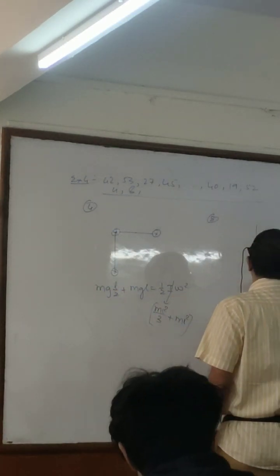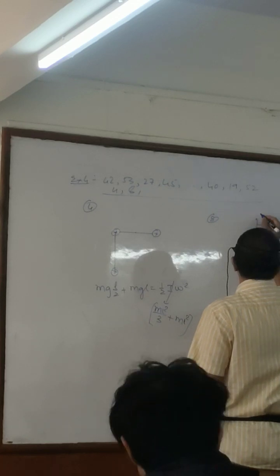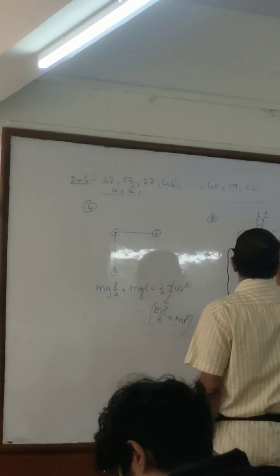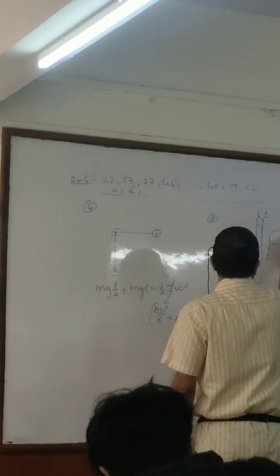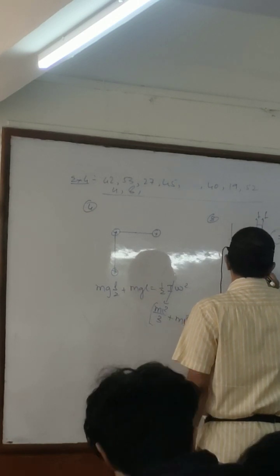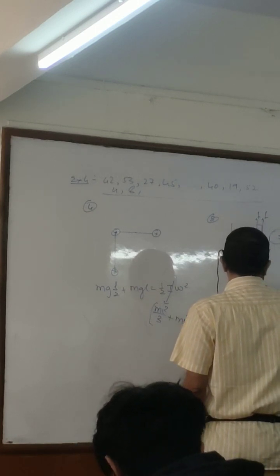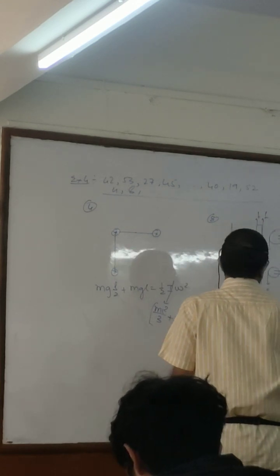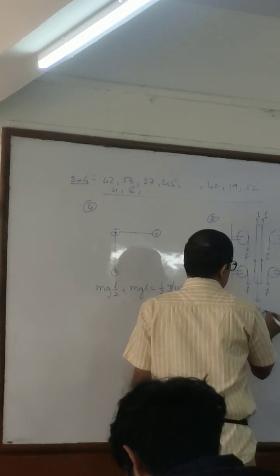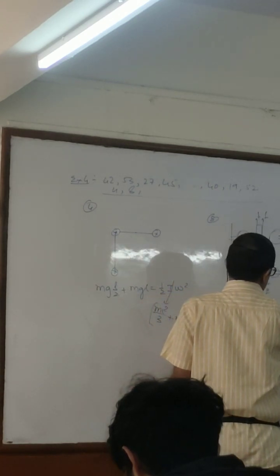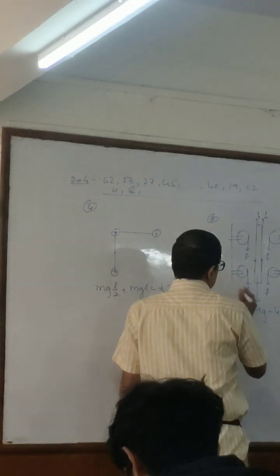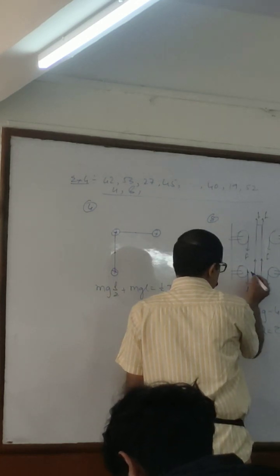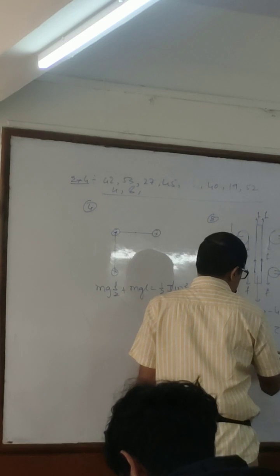This is the plan. Friction on this will act this way, on this it will act this way. On this friction will act this way, on this friction will act this way. If I take this to be capital Mg minus 4F is capital M into capital. Right? F into R is the torque which is equal to I into alpha. This acceleration should be the same.